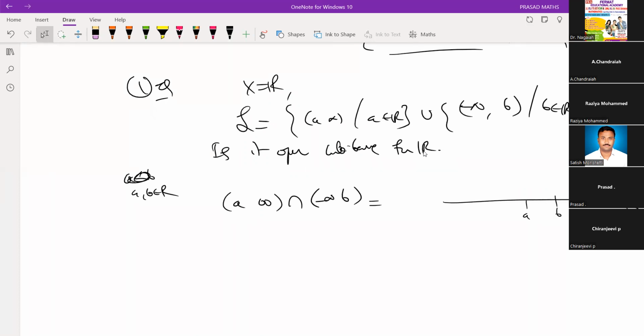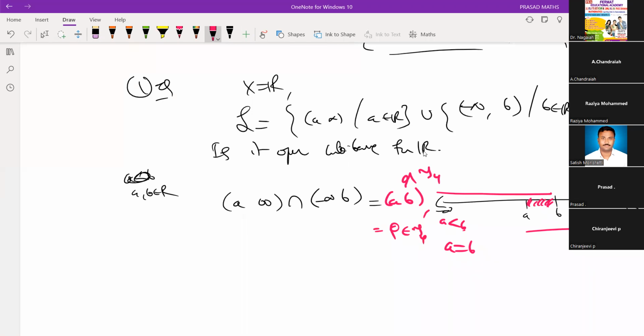Suppose b is here. What is the intersection? This is one, this one. What is the intersection? (a, b). This is a basic open set with respect to the usual topology. So it is an open set. When do you say this? A less than b. Similarly, if a equals b, what is the intersection? If a equals b, there is no intersection, it is empty. So in this case, the empty set is an open set with respect to the usual topology. If a equals b, (a, infinity) intersection (minus infinity, a) is empty. Empty is always an open set with respect to the usual topology.